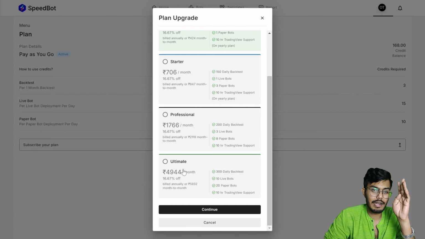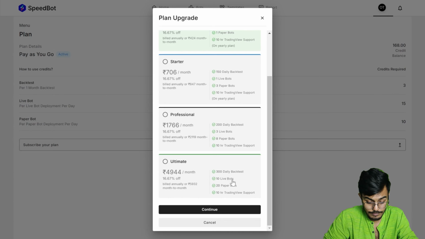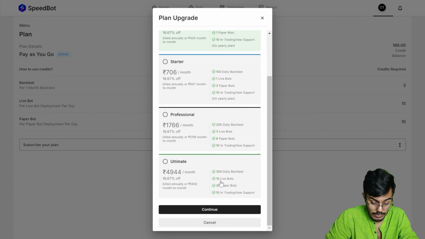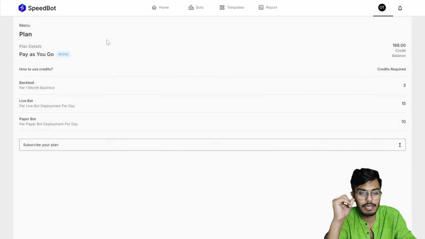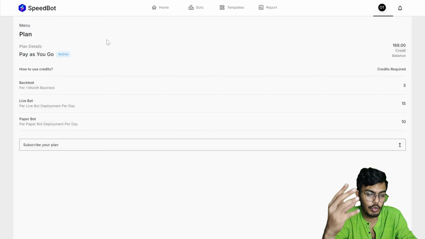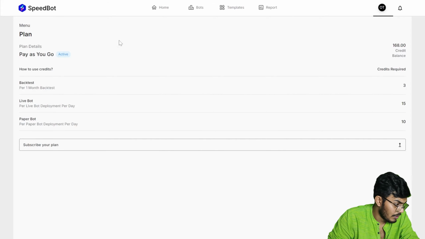So we have it until the ultimate plan. Likewise, these are the backtests, and you get to have the live bots. So you can choose the subscription plan based on your requirements, based on your needs. Right?